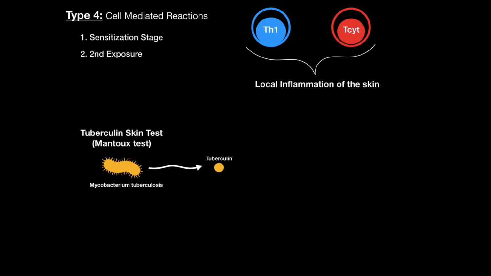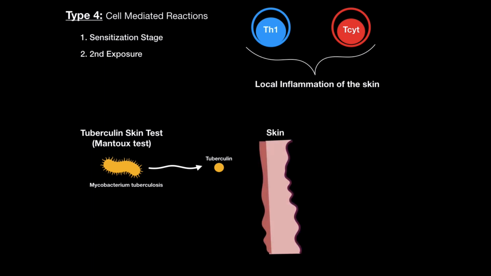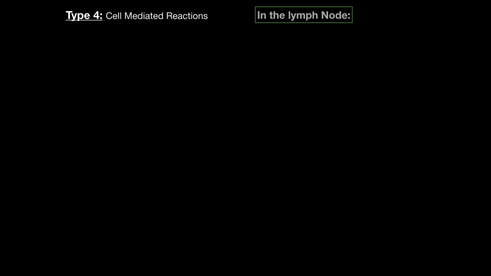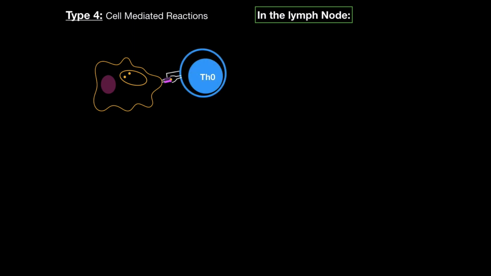Where the sensitization stage and the second exposure still counts. This test starts off by injecting tuberculin into the skin. Langerhans cells, which are skin dendritic cells, will phagocytose it and then run off to your afferent lymphatic vessels. So now Langerhans cells have phagocytosed the tuberculin, right? And then it's going to present it on an MHC type 2 molecule, and then it's going to travel to the lymph node to present it to a naive T helper cell.